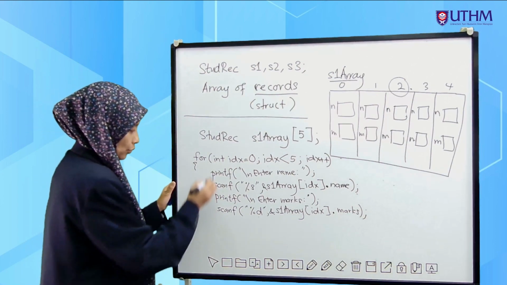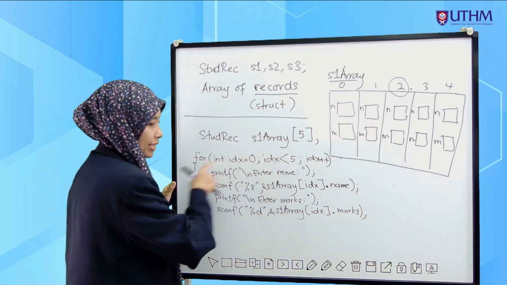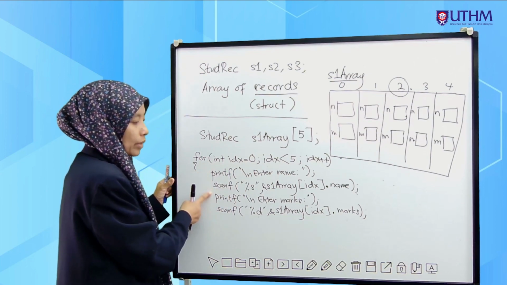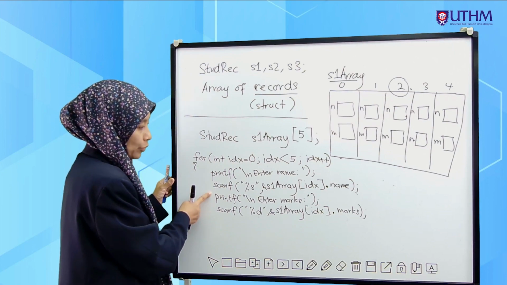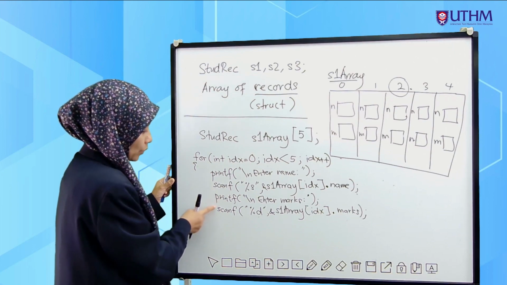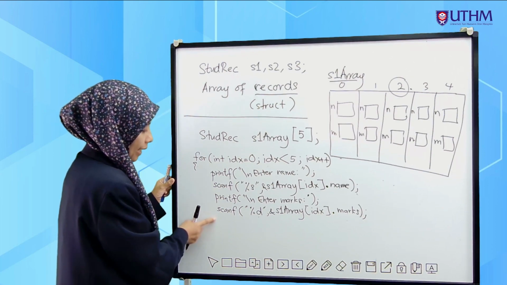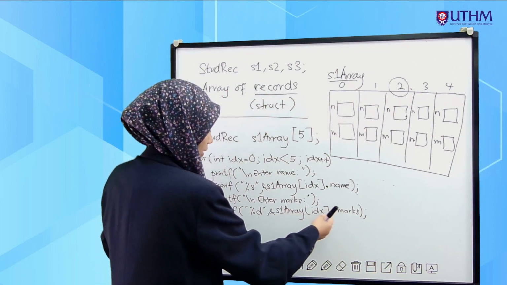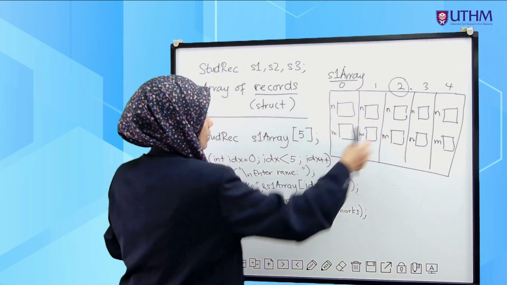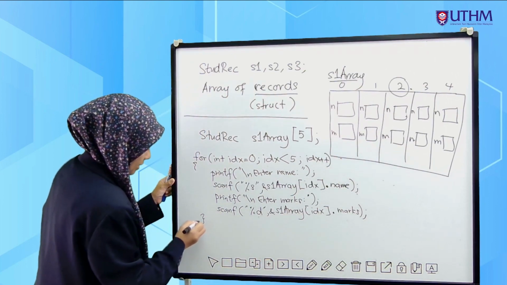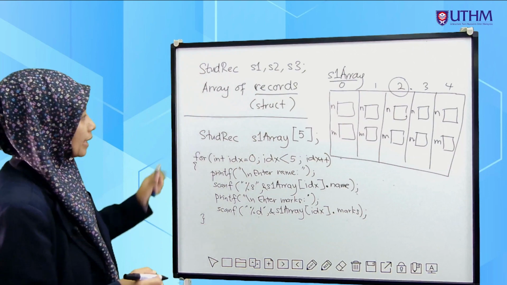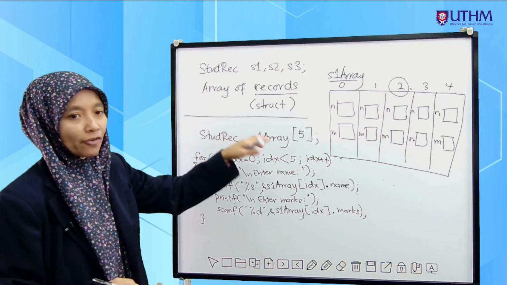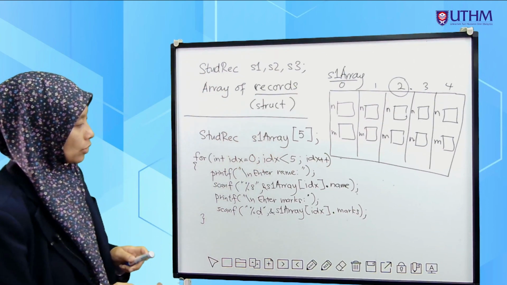So you can see that in every iteration in the for loop, we will prompt the user to enter name. We will read the first input into name. Then we ask the user to enter the marks. And this scanf statement is going to read the value of each mark into the array. So that is the end of our for loop. This is how you use an array of struct in your code.